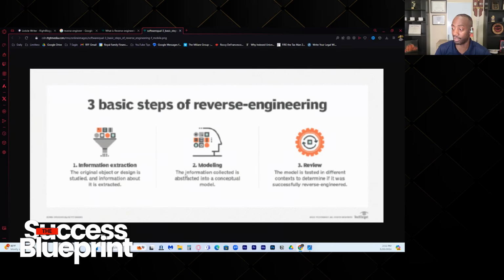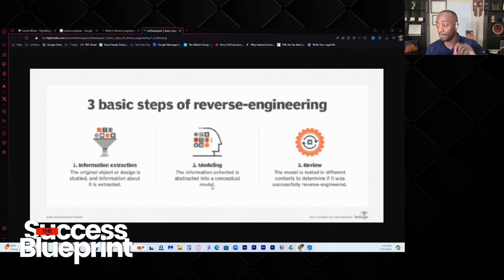All right. Modeling. The information collected is abstracted into a conceptual model. So it's built into a way that is easy for you to then get there. Like, it can't just be, oh, my goal is to make $100,000. You need to design and study that first. That's your goal. You need to create a way to get there. Well, how are you going to do that? Well, by helping out clients. Okay. So that's the information extraction.